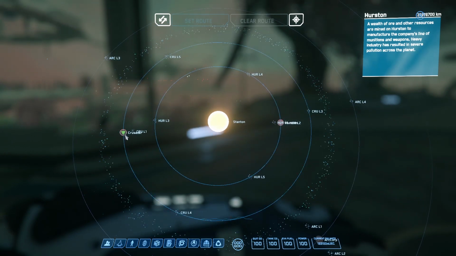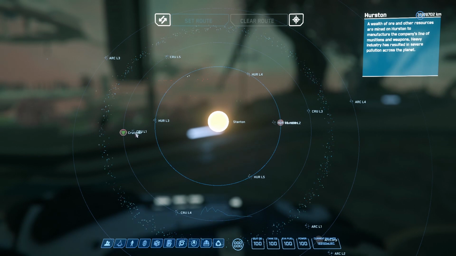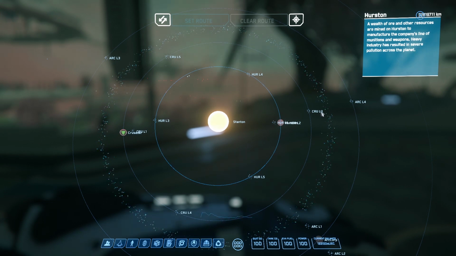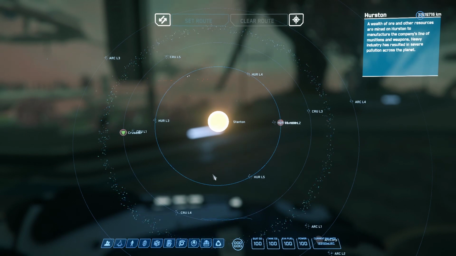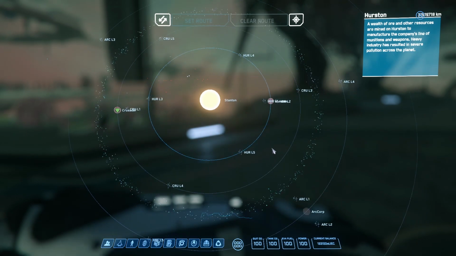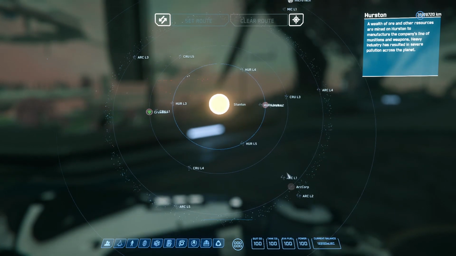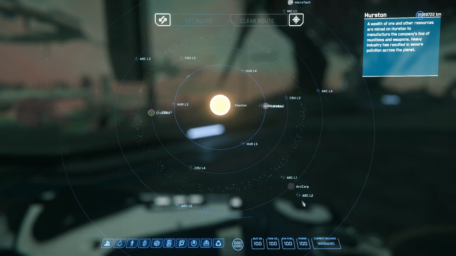So if we look at Crusader, you see the L1. Now there's no L2, interestingly, there's no L2 here, but there is L1, there's L3 on the other side of Stanton, and then we have L4 and L5. Okay, and similarly for ArcCorp, of course. Again, you've got your L1, your L2. On the other side of the star is L3, and then you've got your L4 and your L5 forming those apexes, right? Those vertices.